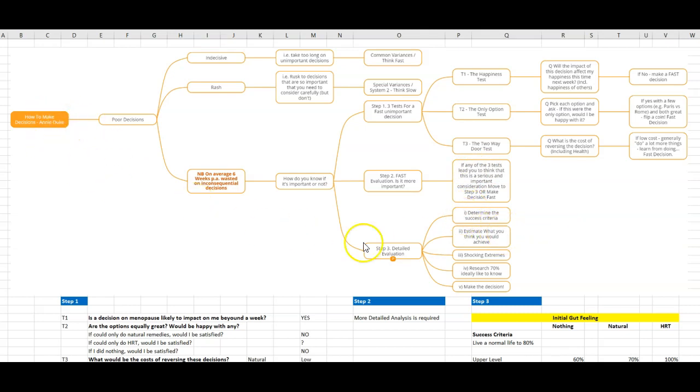So Annie Duke in her book recommends that we determine the success criteria, we estimate what we think we'd achieve, we'd look at the shocking extremes, and we'd research to consolidate our thinking, and then we'd make a decision. So this is what I'm going to talk you through, and I'm going to use an example.